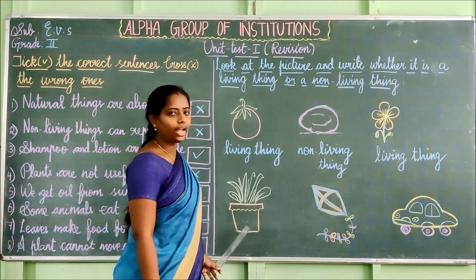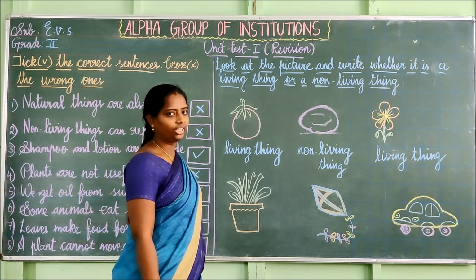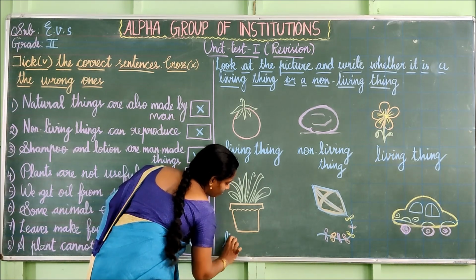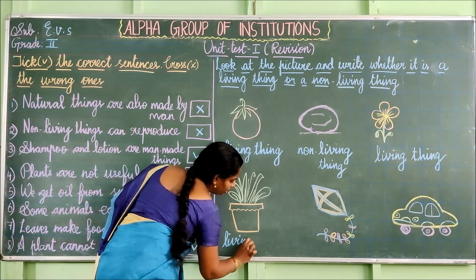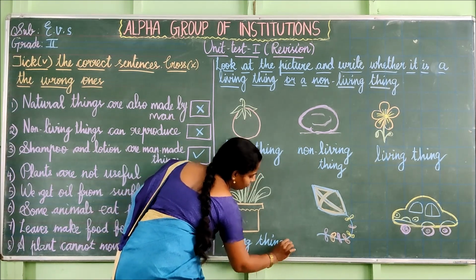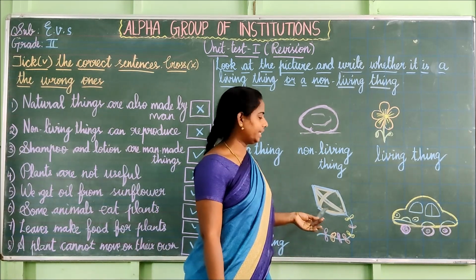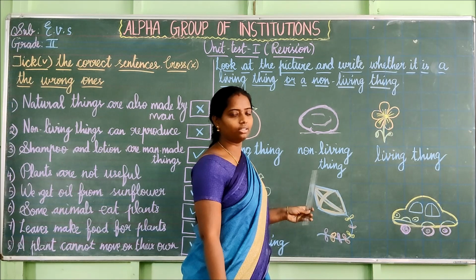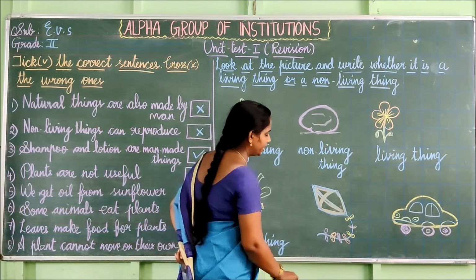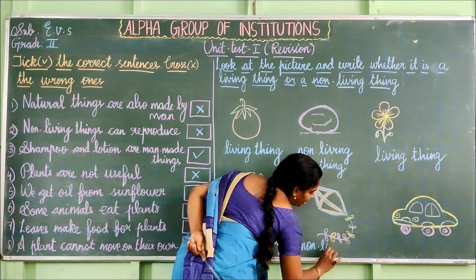And then shall we go to the next picture? See what it is? It is a plant, isn't it? It is a plant. It is also a living thing, children. Okay, you have to write living thing here again. L-I-V-I-N-G, living thing. T-H-I-N-G, living thing. See, what is the next picture, children? It is a kite, isn't it? Is it a living thing, children? No, isn't it? It is a non-living thing. So you have to write non-living thing here, okay? N-O-N, non-living.